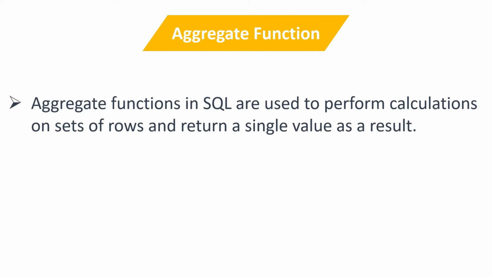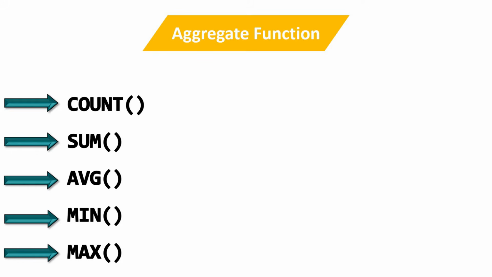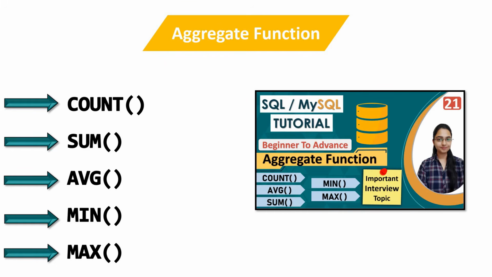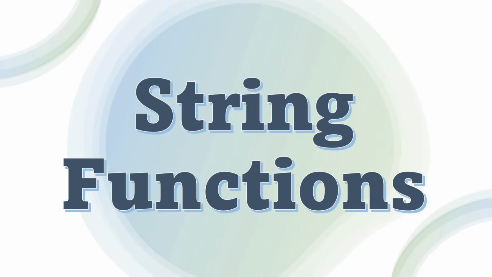In SQL, aggregate functions are used to perform calculations on a set of rows and they return a single value as a result. An aggregate function summarizes the data within a column or across multiple columns. In SQL, we have these 5 types of aggregate functions, which are count, sum, average, min and max. We have already discussed the aggregate functions in detail, so you can check out the video link in the description box. In today's video, we will talk about the string functions in detail with examples.